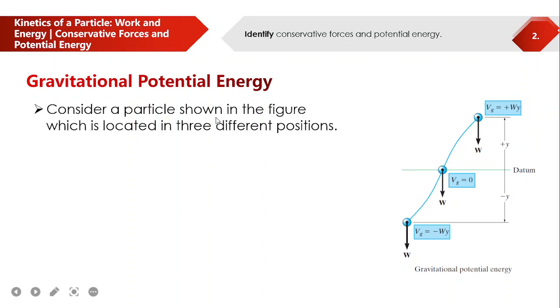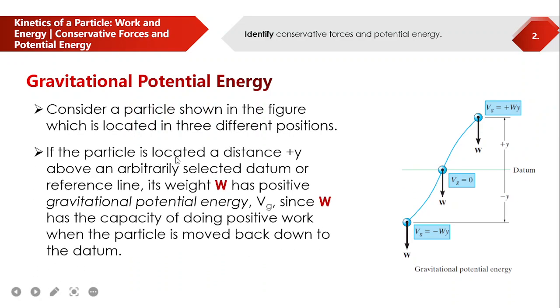So, consider a particle shown in the figure which is located in three different positions, yung position 1, position 2, position 3. Basta, meron tayong datum line or reference line. Okay? So, automatic, yung sa gitna, or pangalawang position natin, is 0 kasi nga nasa datum line. So, wala pa siyang y or delta y kasi nga nandun sa origin or datum.